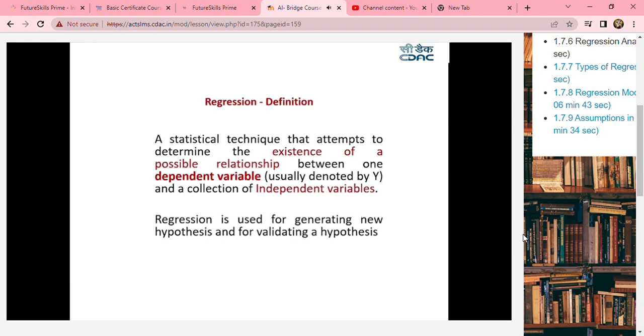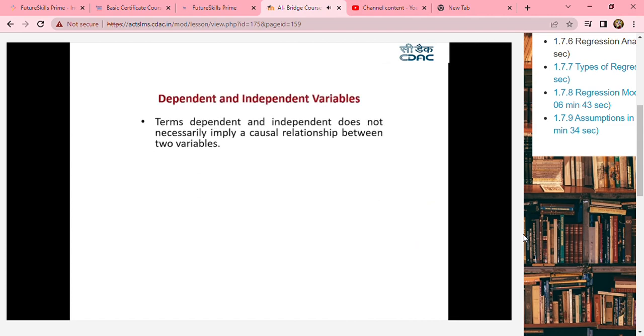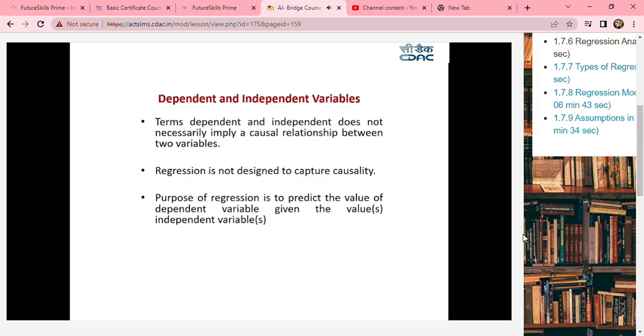Now let's understand how we can establish the relationship and how we can validate the hypothesis. Defining the dependent and independent variables is quite necessary in regression analysis, but it need not be a causal relationship. Regression is not designed to capture causality. The purpose of regression is to predict the value of the dependent variable given the independent variables.